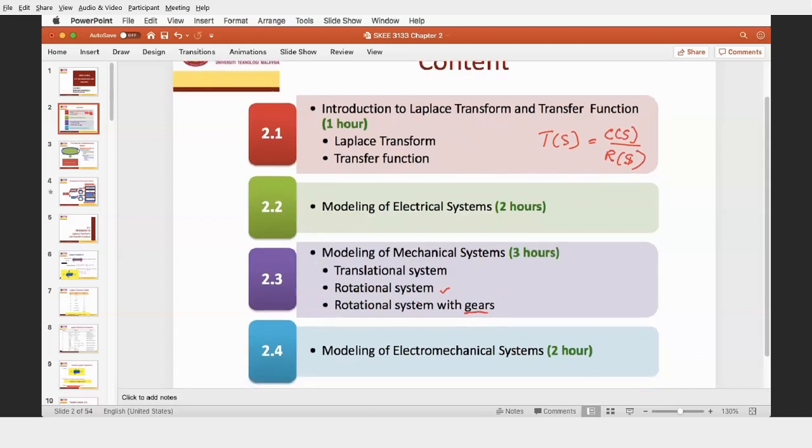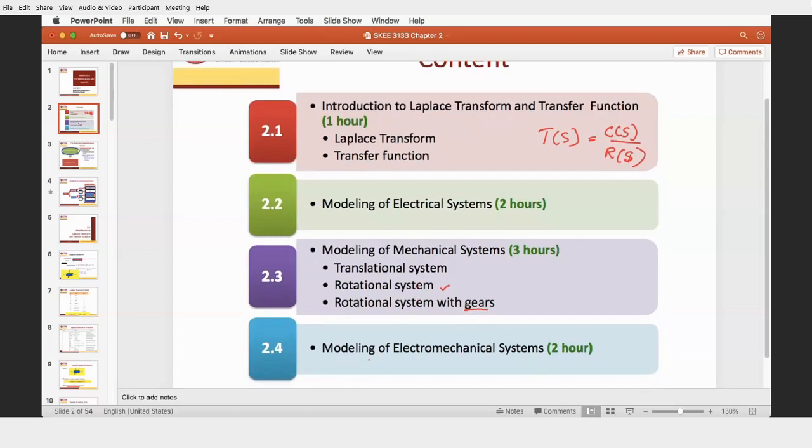And then finally, we combine the electrical and mechanical systems, and you get the electromechanical system that involves a motor, a circuit, and the mechanical parts, the gears and the rotational system. We electrical students must know the electromechanical system.